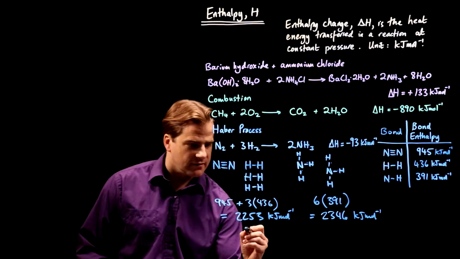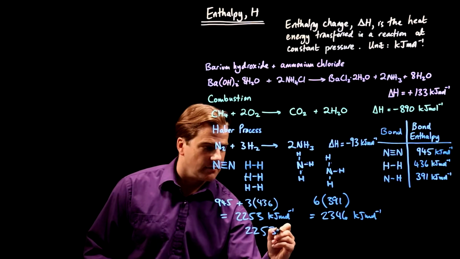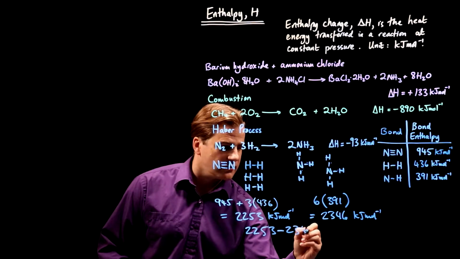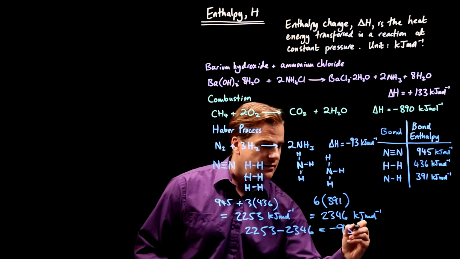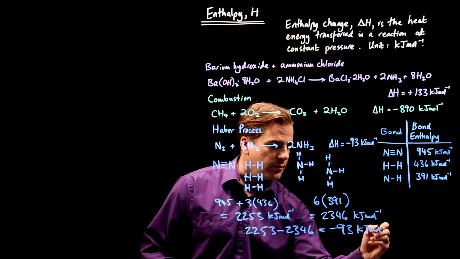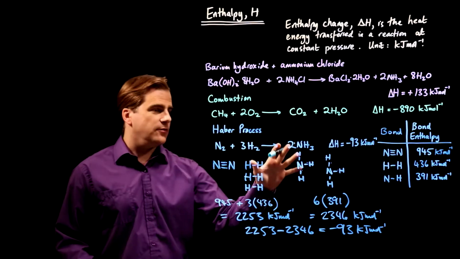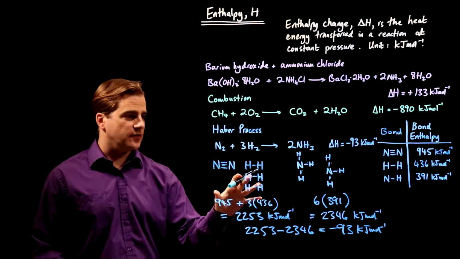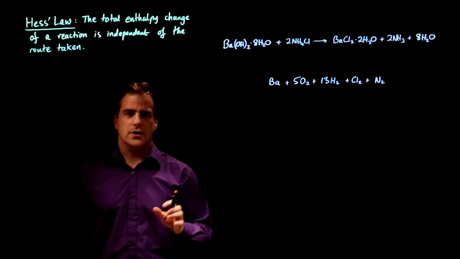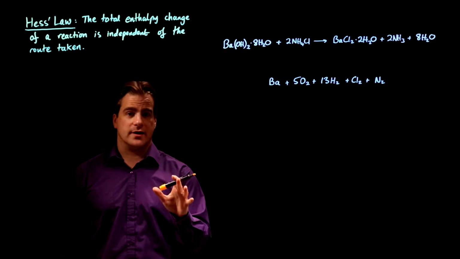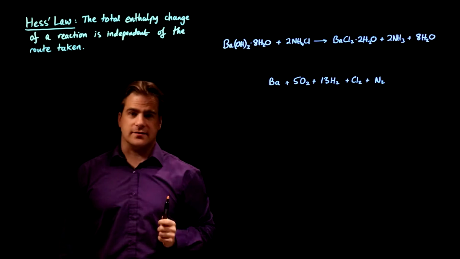And if you subtract that from that, so you do 2253 minus 2346, that's where the minus 93 comes from. It is minus 93 kilojoules per mole. So that's how you can use bond enthalpies to work out exactly the delta H in a reaction. Using bond enthalpies is only one way of working out the delta H for a reaction. Another way is using something called Hess's law.